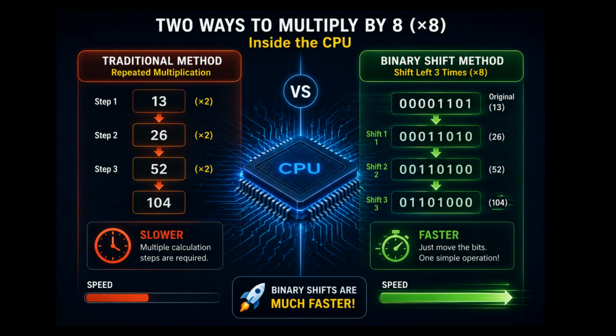Here are 2 ways a computer can multiply a number by 8. On the left, the traditional method performs 3 separate multiplications by 2. This takes more calculation steps. On the right, the processor simply shifts the binary number left 3 times. Each left shift doubles the value. 3 left shifts multiply the number by 8. This method is much faster, which is why modern CPUs use binary shifts whenever possible.